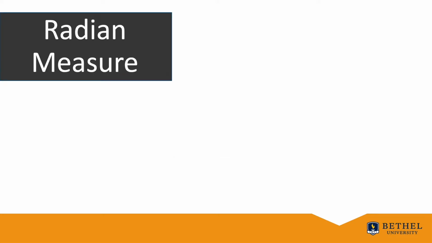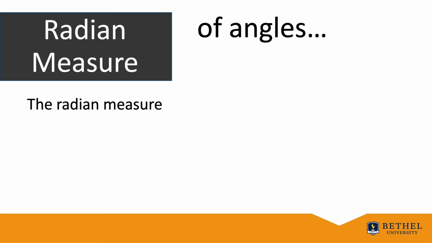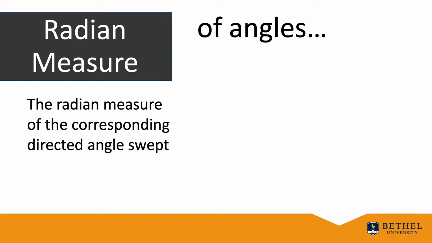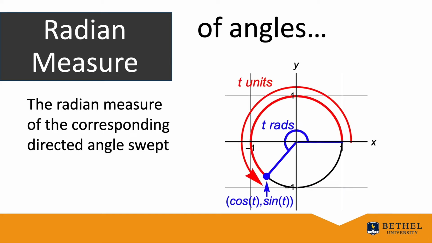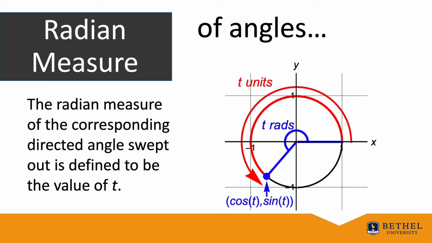Let's deal with the degree measure of angles first. We want to relate it to the radian measure of angles, which is the best angle measure to use for calculus, as we will see. As Trig Bug walks along the unit circle, not only is a distance being marked out, but also an angle is being swept out. In fact, the radian measure of the corresponding directed angles swept out like this is defined to be the value of t itself.